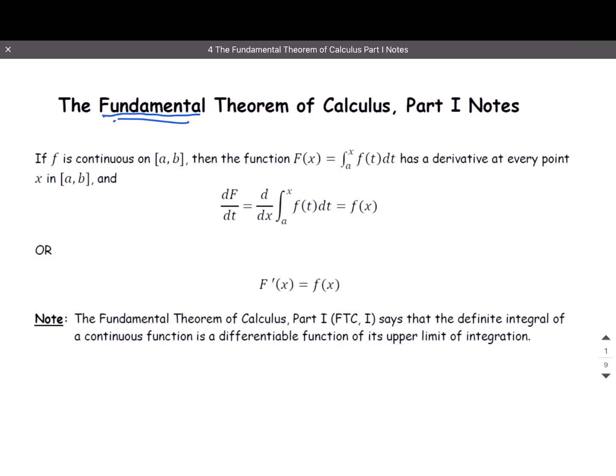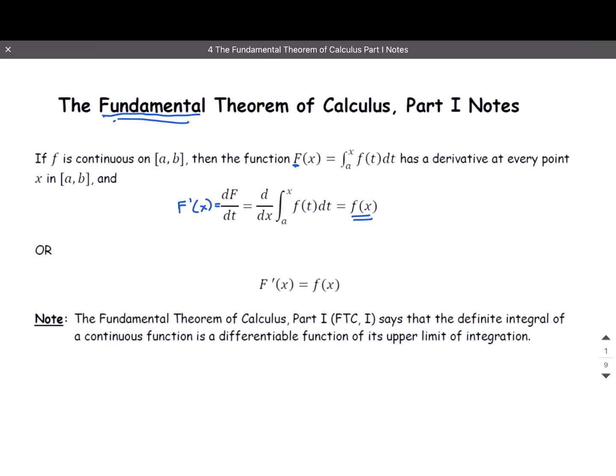So here we go. Let's start with, if f is continuous on the closed interval from a to b, then the function F of x, notice it's a capital F of x, so case is important, F of x equals the integral from a to x of f of t dt, has a derivative at every point x in that closed interval from a to b. And not only that, but that derivative F prime of x is simply little f of x.